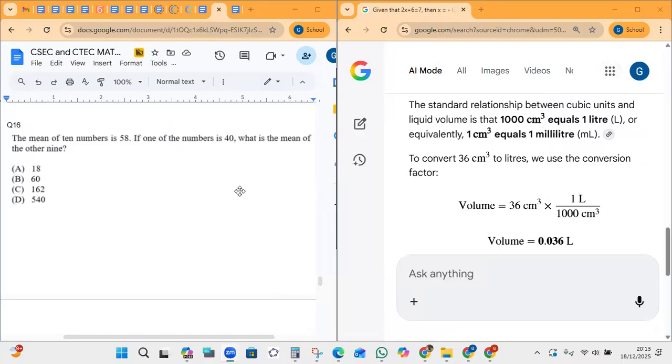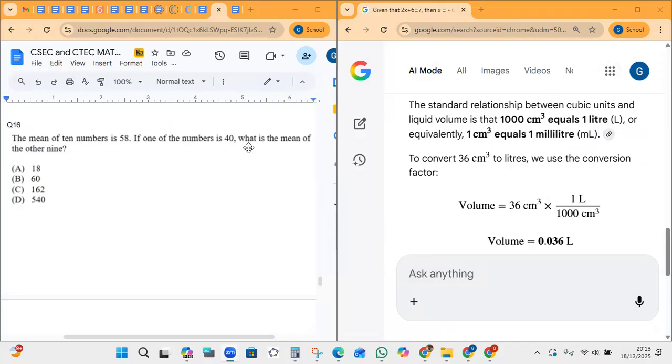In this recording, we have moved on to question 16 in the practice paper for CTEC, and we are going to use AI to help us. It says the mean of 10 numbers is 58. If one of the numbers is 40, what is the mean of the other 9?